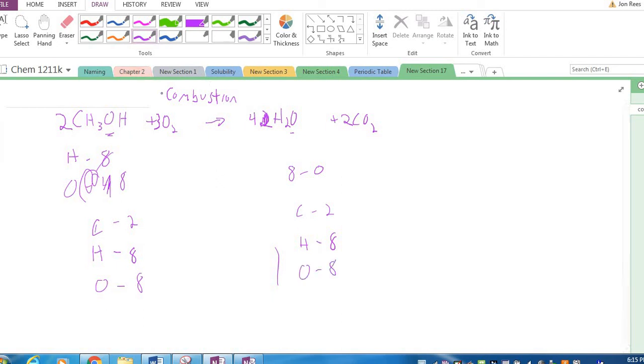Okay, so remember, if you ever get a combustion reaction asked, and it contains hydrogen and carbon and oxygen, the products are always going to be water and CO2. And then it's just the challenge of balancing, which I think you can do if you play around enough. So that, my friend, my niece, is the combustion of methanol.